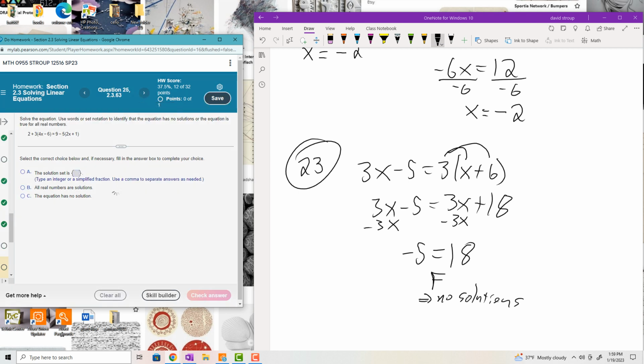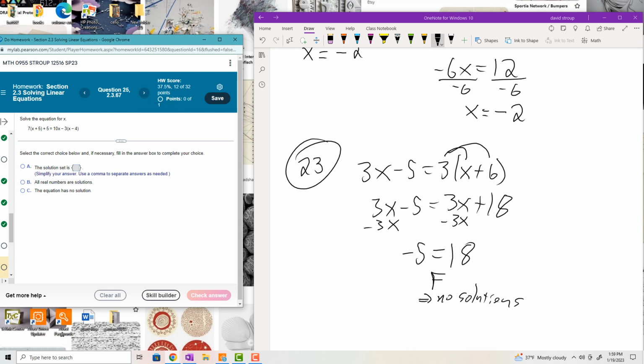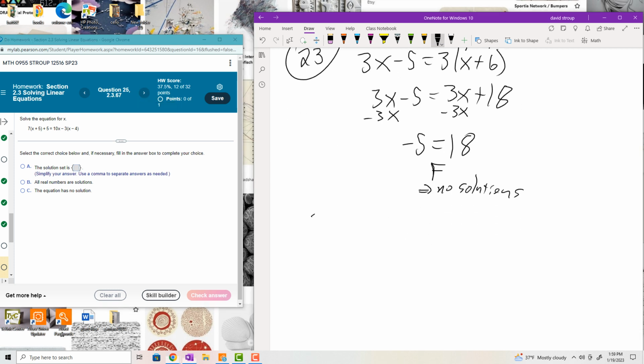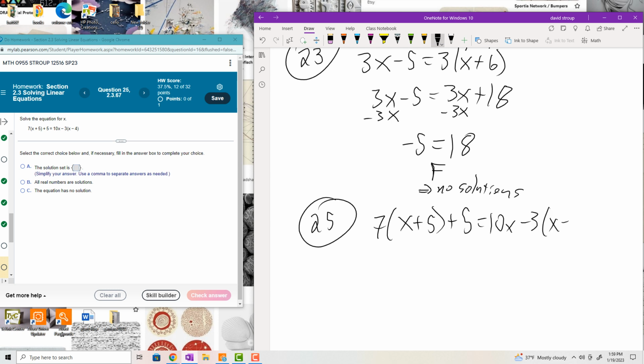Here's another one. Let's try maybe 25, see how that goes. So I got 7 times x plus 5 equals 10x minus 3 times x minus 4. Okay, so clean up both sides first. I'm going to have to do some distributions. So on the left there I have 7x plus 35.